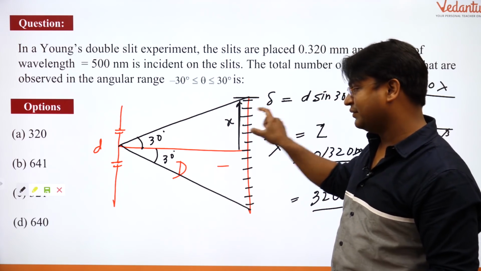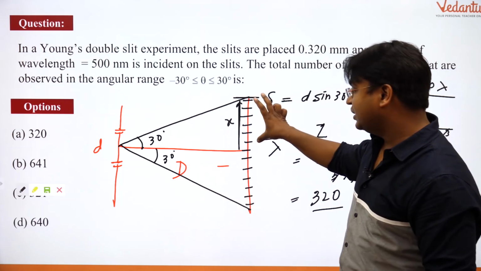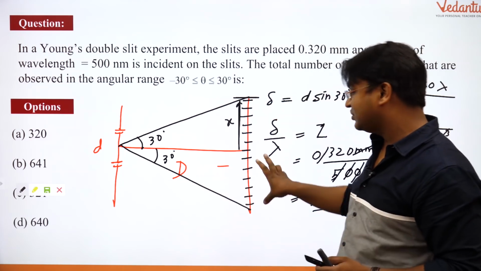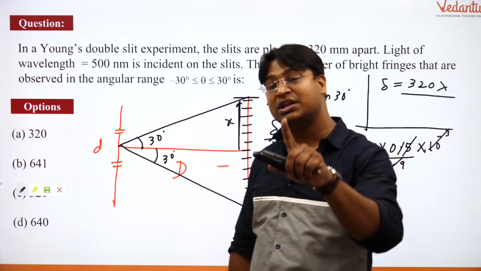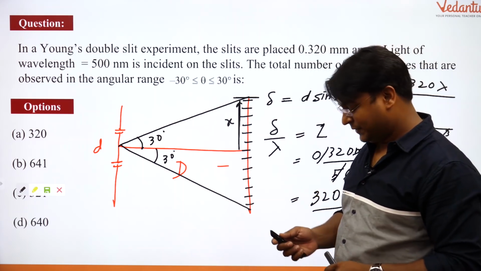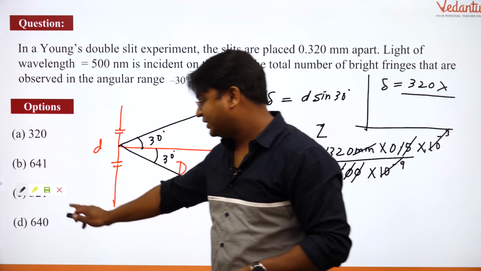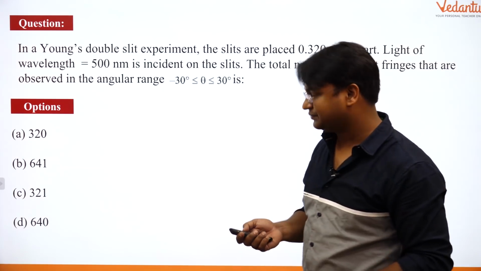Is 640 the answer? Well, I can see 640 in the options. But be careful, guys. 320 above the central maxima, 320 below the central maxima, and there is one at the central maxima, the 0th order maxima, which we call. So a total of 641 maxima should be there. Alright, let's have a check.